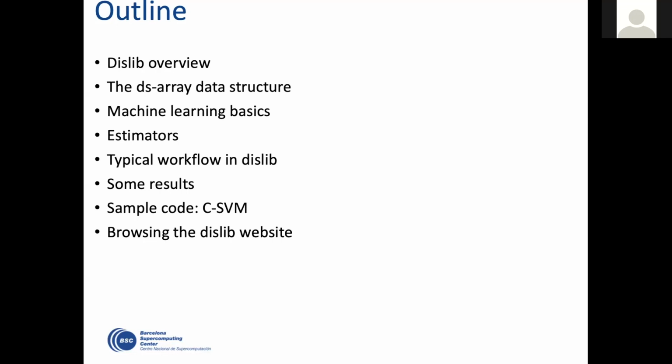And then we will explain a bit the typical workflow that we follow in the dislib. And then I present some results, just so that you see that this is going quite well. And a sample code to show you a bit the internals of a sample code. In this case, I chose the Cascade support vector machine. And then we will browse a bit the dislib website so you can see what you can find there.